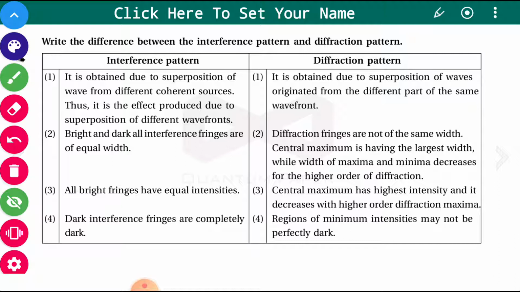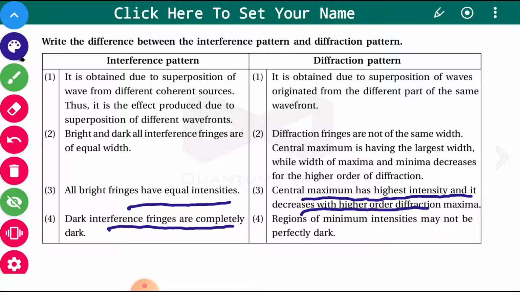All bright fringes have equal intensities in interference. Here in diffraction, the central maximum has highest intensity, and the intensity decreases with higher order diffraction. Dark interference fringes are completely dark in interference, while regions of minimum intensity may not be perfectly dark in the diffraction pattern.